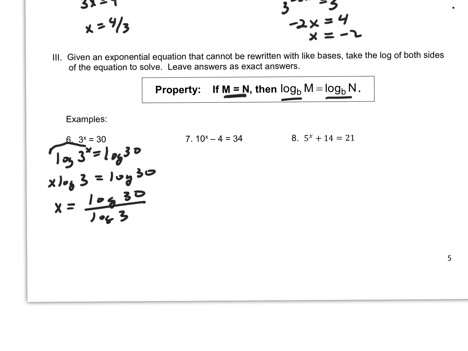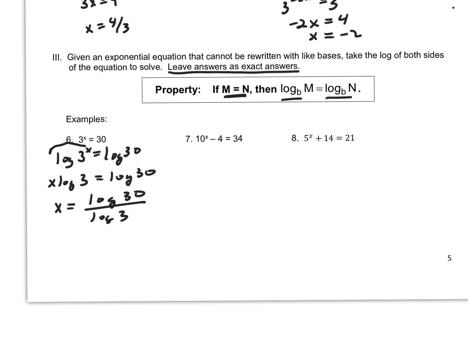Now, if my math lab asks you for a decimal, pick up your calculator, any scientific calculator, type in log of 30 divided by log of 3. And then you should get your correct decimal. Your decimal should be 3.096 if I take it out to 3 places. So notice up here we said leave answers as exact answers. Number 7 is slightly different for a few reasons.